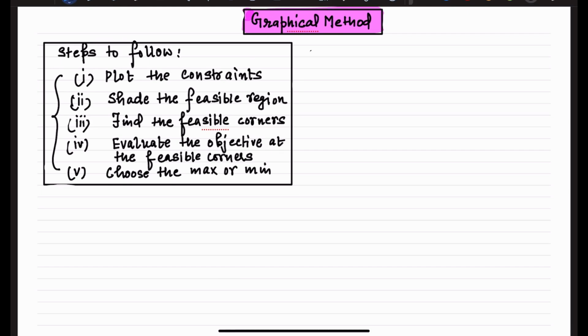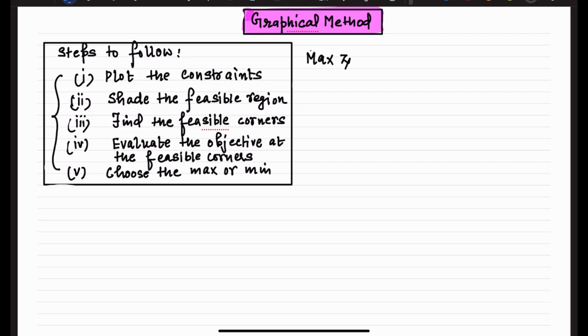In this lecture, we'll see how to solve the LPP using the graphical method. There are simple steps to follow. The first is to plot the constraints. The next is to shade the common feasible region. The next is to find the feasible corners. The next is to evaluate the objective at the feasible corners. Then choose the maxima or minima, whatever is asked. Let's take up an example.